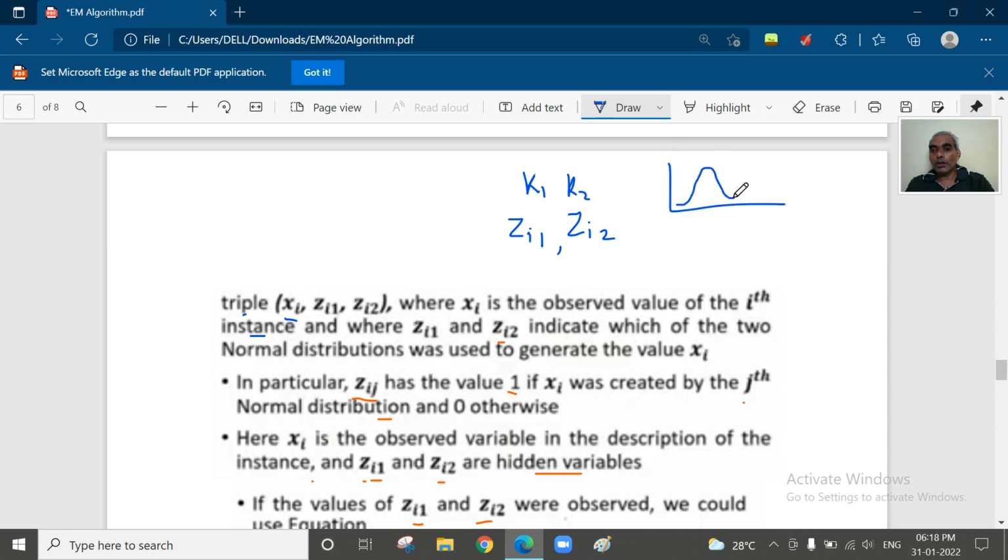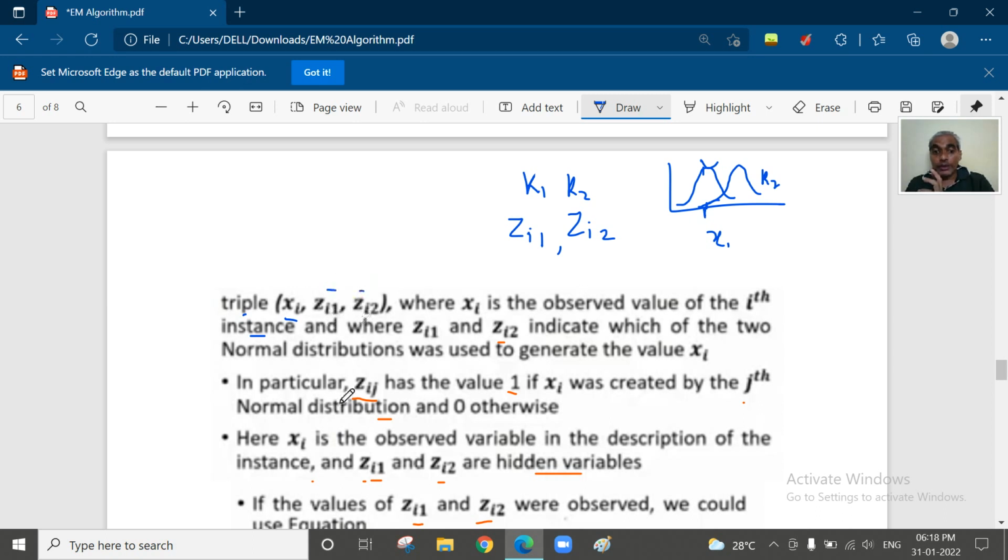So we have one normal distribution, we call it k1. Another normal distribution, we are going to call it k2. So now we say xi comma zi1. When you observe an ith value xi, it can come from either this distribution or, if the distribution curve is like this, it can come from k1 or from k2. It may obey either k1 or k2, right? Where xi is the observed value of the ith instance, and zi1 and zi2 indicate which of the two normal distributions was used to generate xi. To generate xi, whether you used k1 or k2, to represent that, we are considering it as a triplet.